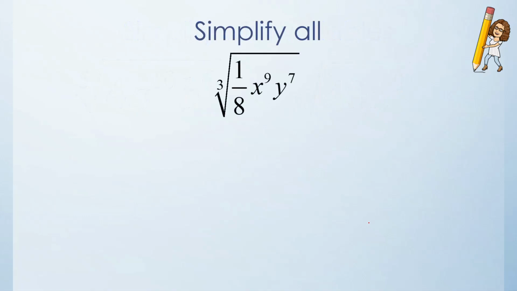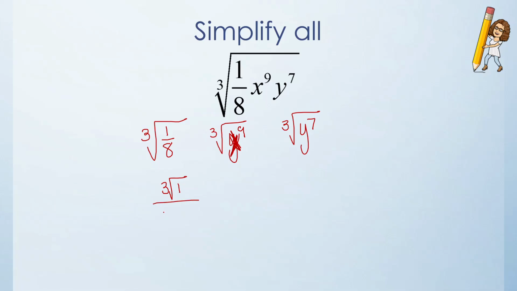Let's try another one. So we're going to simplify all of them. I'm going to break it into pieces. So cube root of 1/8, cube root of x to the 9th, and cube root of y to the 7th. Cube root of 1/8, I need to distribute to the top and the bottom. Cube root of 1 over cube root of 8. Cube root of 1 is just 1. Cube root of 8 is 2, so that's 1/2.